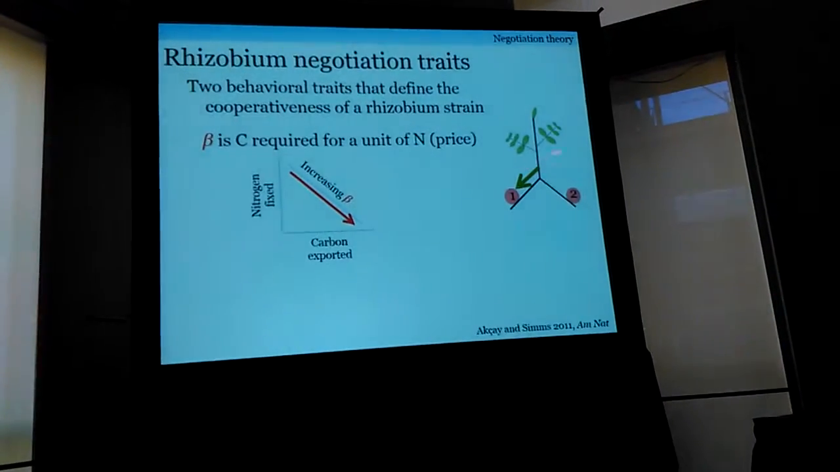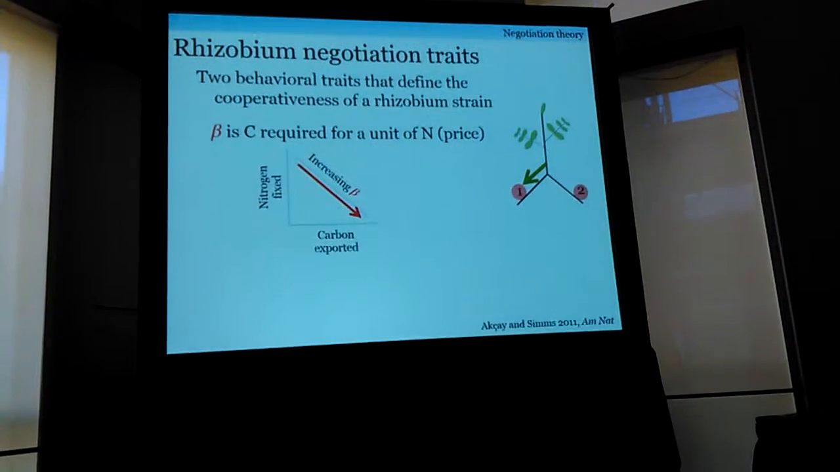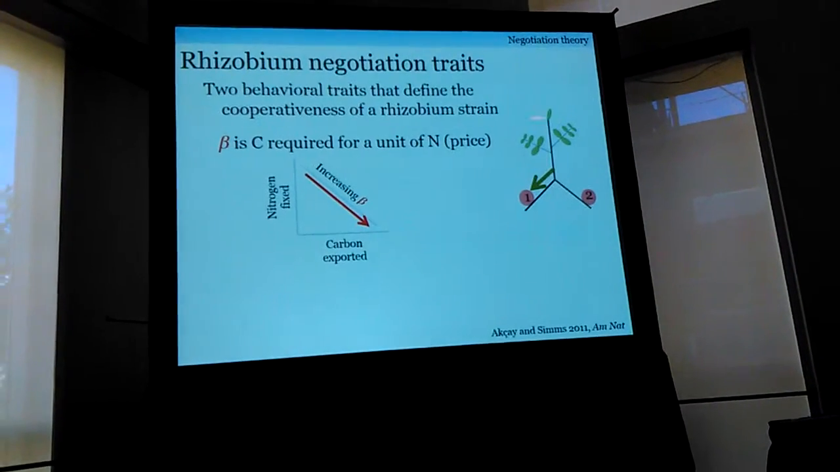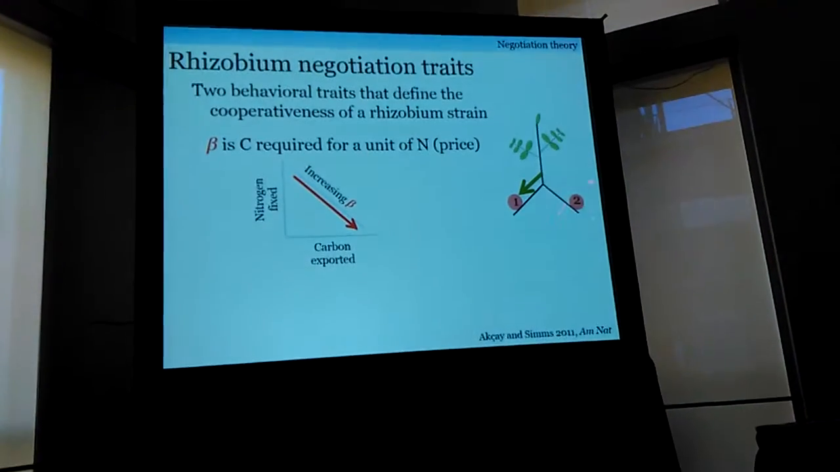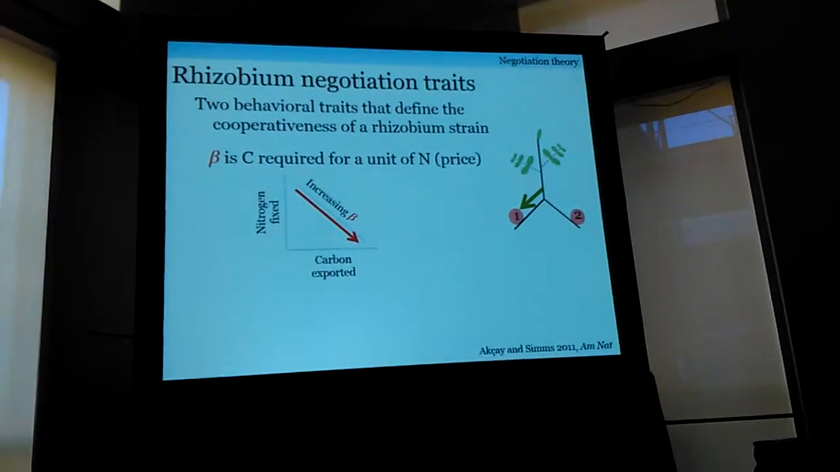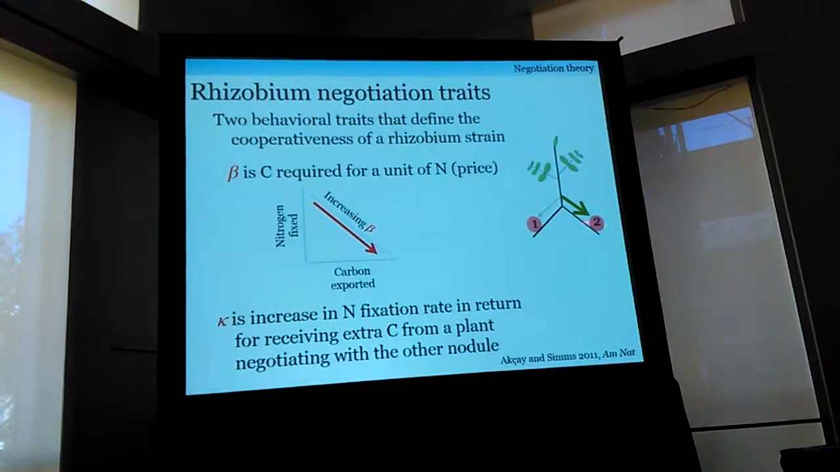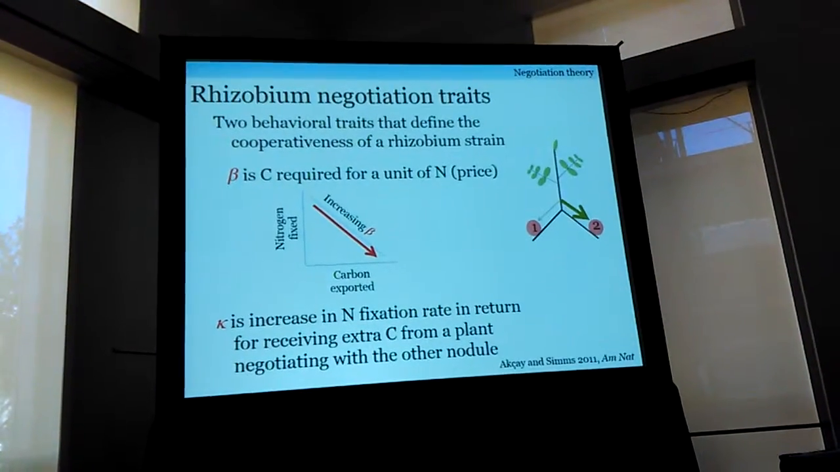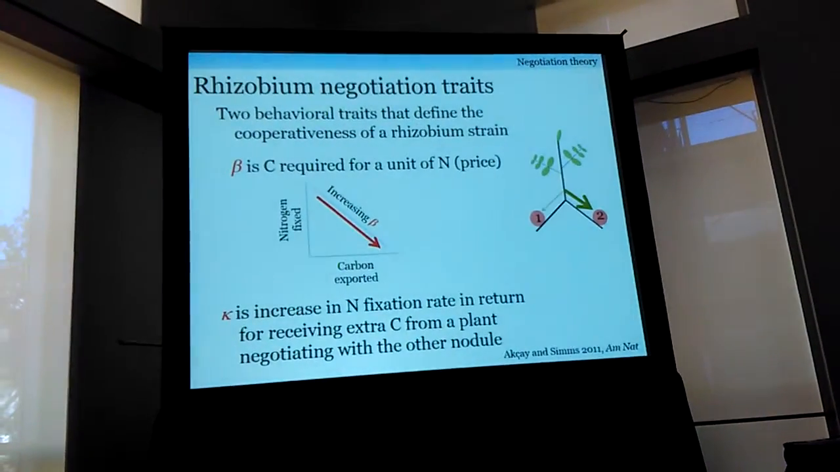But at the same time that this is happening, a second nodule is there, and the rhizobia in that second nodule could provide an outside option for the plant, so that while it's dealing with this strike, these could be strike breakers over here. And so we have another trait, which we call kappa, which is the degree to which these rhizobia will increase their nitrogen fixation rate if the plant diverts carbon from this nodule to this nodule.